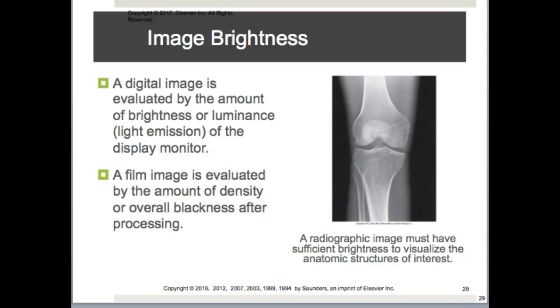So if we look at image brightness, a digital image is evaluated by the amount of brightness or luminance. The luminance is the light emission of the display monitor. A film image is evaluated by the density or overall blackness. So if we're talking about film, we're talking about density. If we're talking about an image on a monitor, we're talking about the luminance. That's the difference between the two.